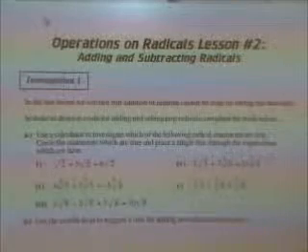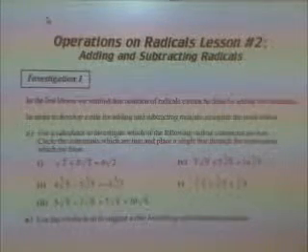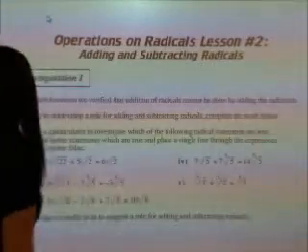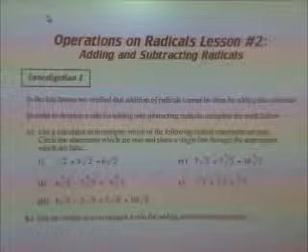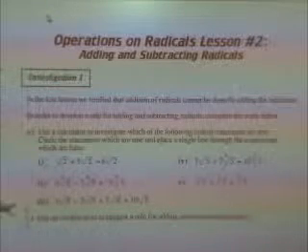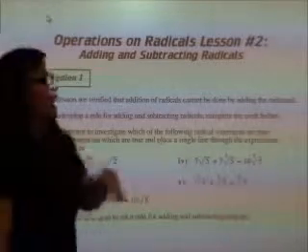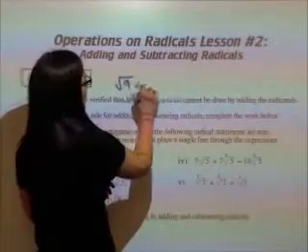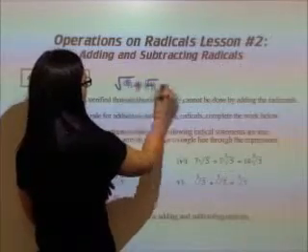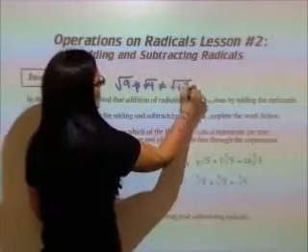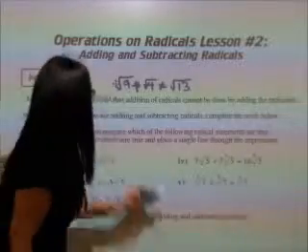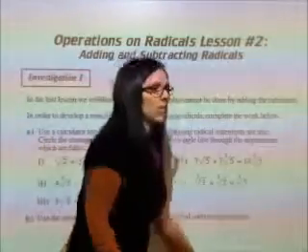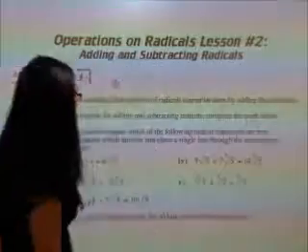Okay, so what we're going to look at today is lesson number 2, adding and subtracting radicals. What we looked at yesterday and last year is that you can't add the radicands together. For example, the square root of 9 plus the square root of 4 does not equal the square root of 13. But there might be a way of simplifying my adding process.